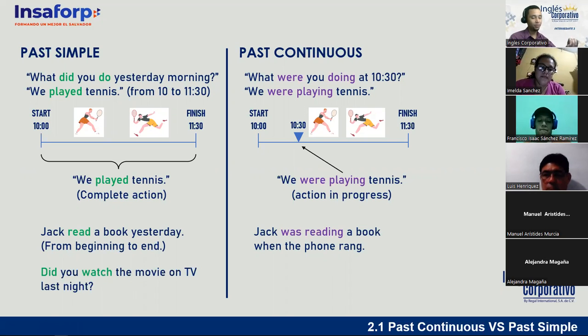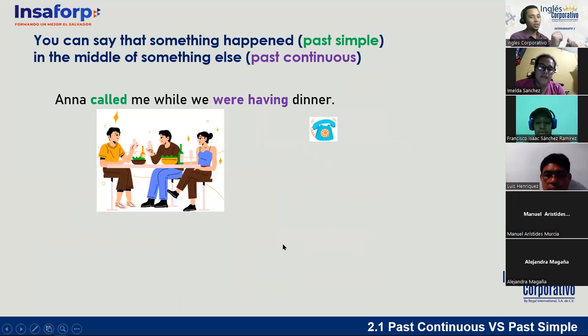Let's have another example. Did you watch the movie on TV last night? The complete movie. Were you watching TV when I called you? That was an action in progress. So let's take a look at this. You can say that something happened that is past simple in the middle of something else, past continuous.